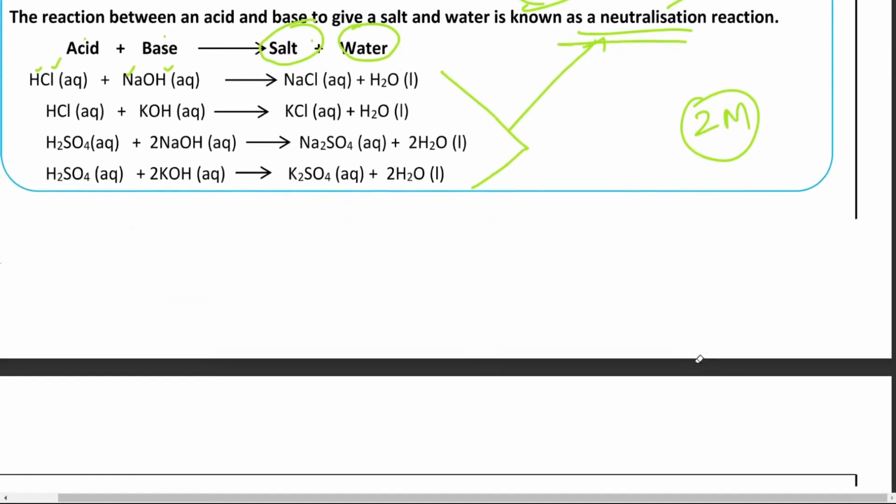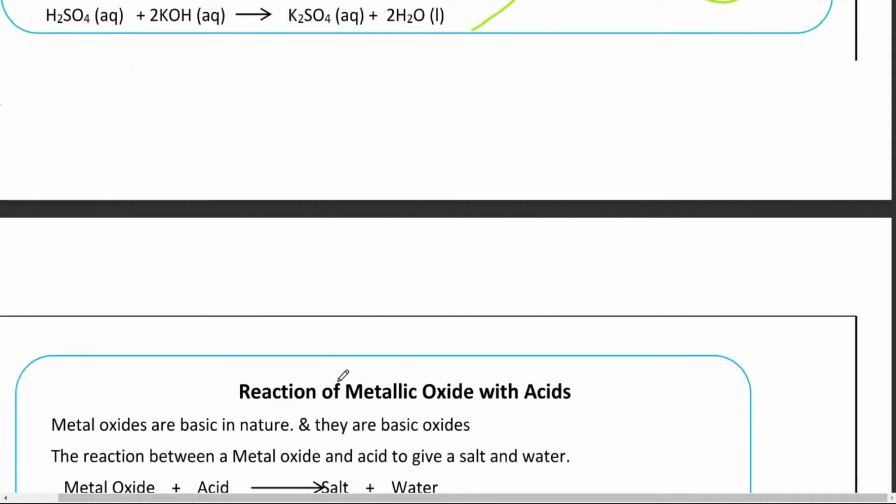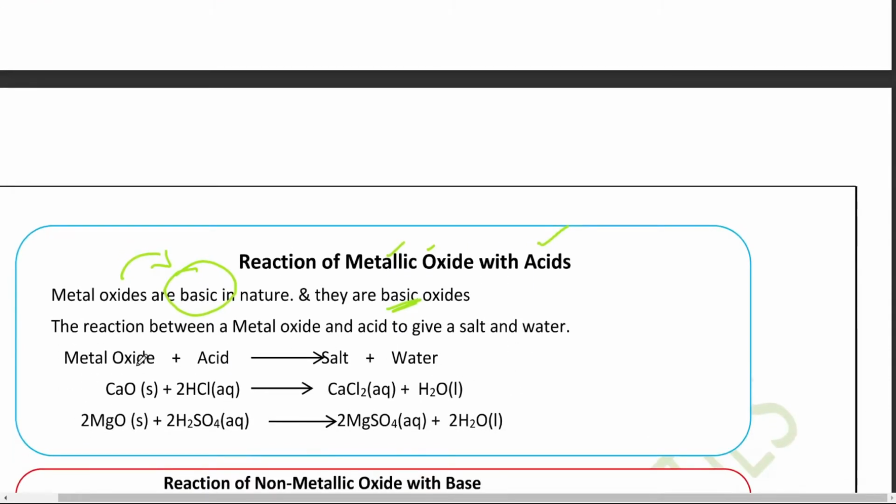Okay, so let's move on to the reaction of metallic oxides with acids. What happens when acids combine with metallic oxides? Now, metallic oxides are usually basic in nature, isn't it? So when I say oxide, that itself tells that it is basic in nature, they are basic oxides. So the reaction between a metal oxide and acid will again give you salt and water. Okay, so metal oxide plus acid will give you salt and water.